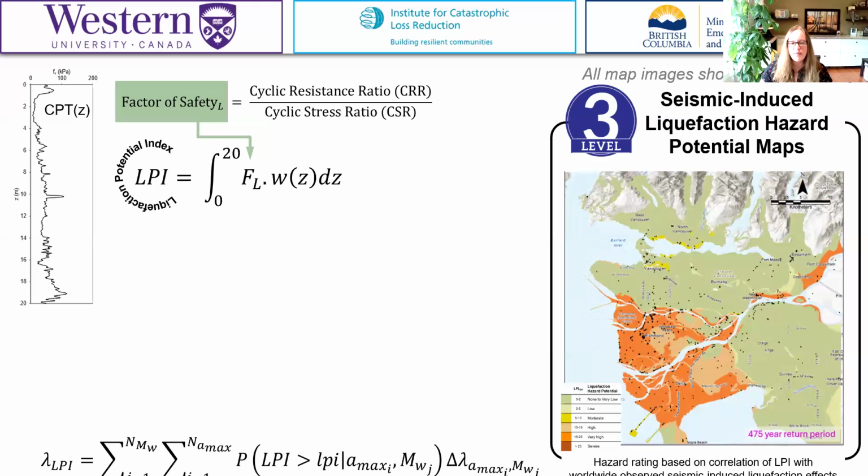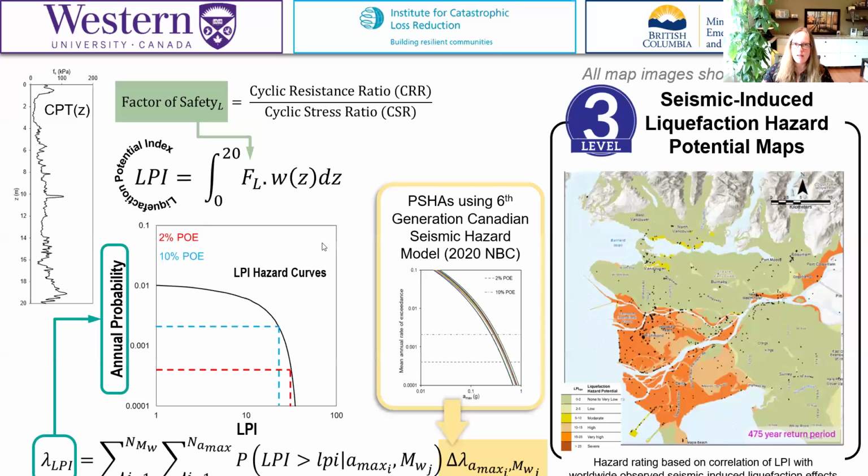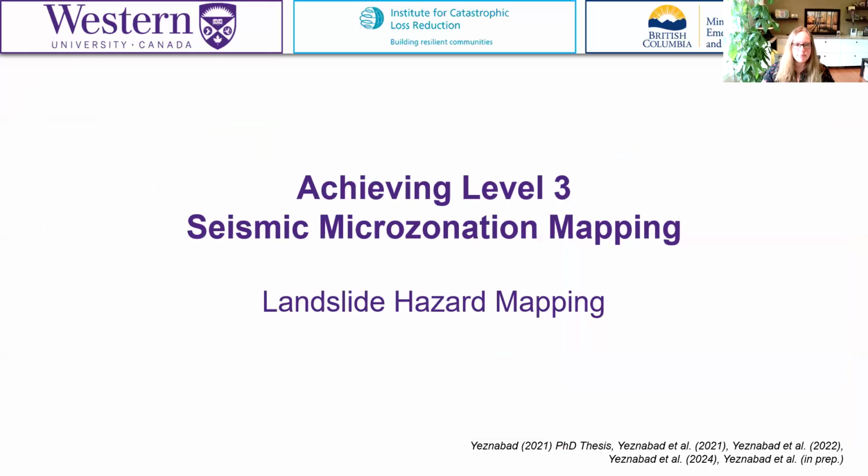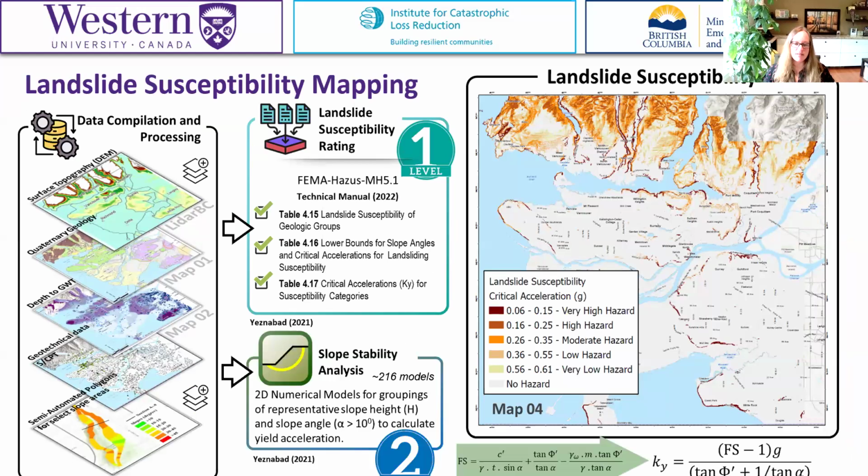And we determine that for the mean annual rate of exceedance of those ground motions, and therefore the mean annual rate of exceedance of that liquefaction, at over 1,000 sites. This is being determined. For landslide hazard mapping, we follow a very similar process. Where are there slopes? How steep are they? How weak is the material on that slope? And therefore, how much does the slope have in terms of a critical acceleration? If it has a low critical acceleration, I only have to push it a little bit to get it to fail.